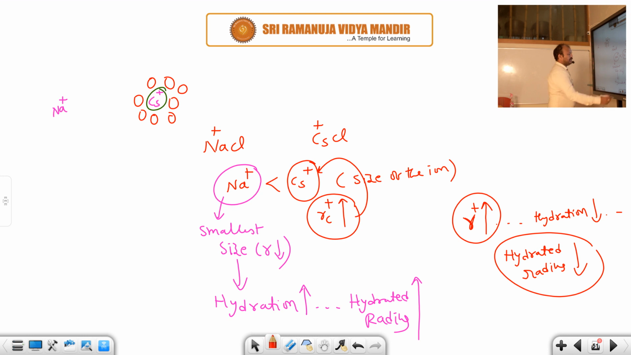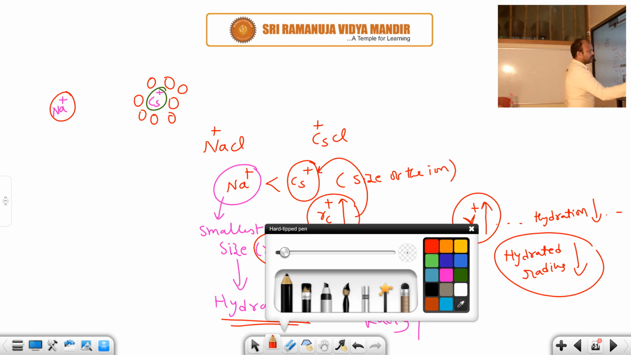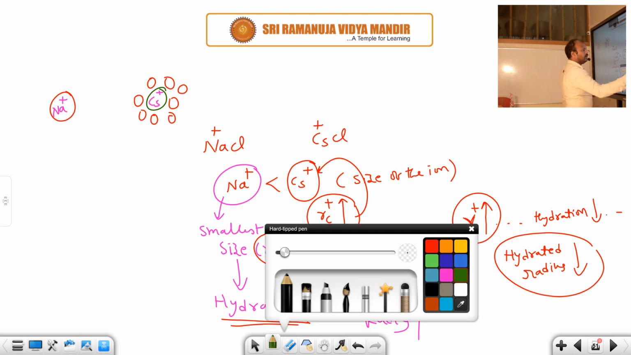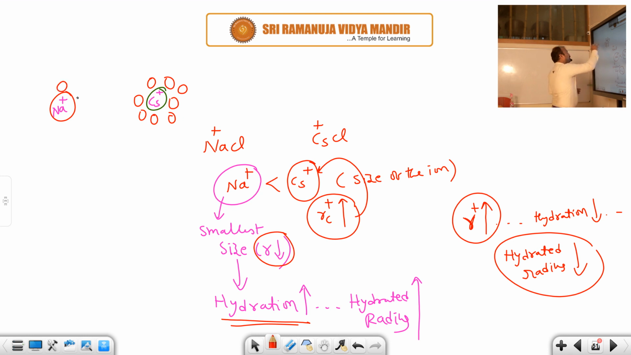But Na plus has a small size. When the size of the cation is small, the radius decreases and hydration increases. That means the ion is surrounded by more water molecules. So here Na plus, due to its small size, is surrounded by more number of water molecules. These are water molecules.